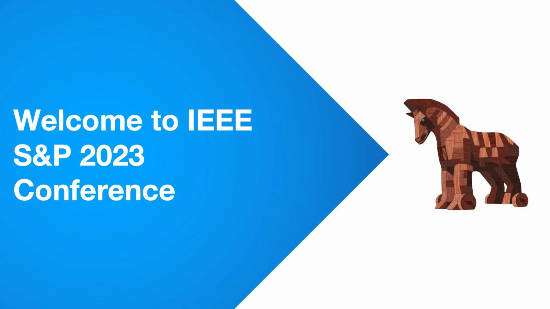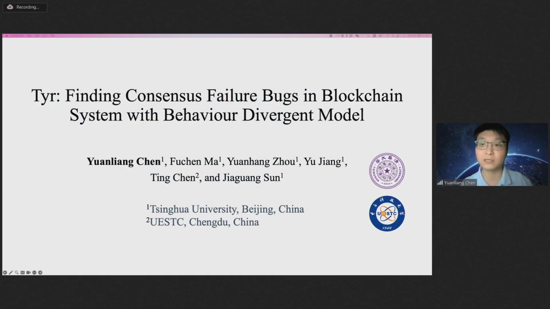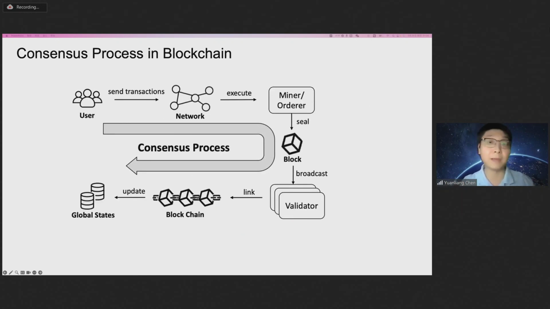Hello everyone, I'm happy to introduce my recent work named TIA, a testing framework for detecting consensus failure bugs in blockchain systems with a behavior divergent model. As the backbone of the blockchain system, the consensus process coordinates all the nodes in the decentralized network to verify and make agreements on transaction results.